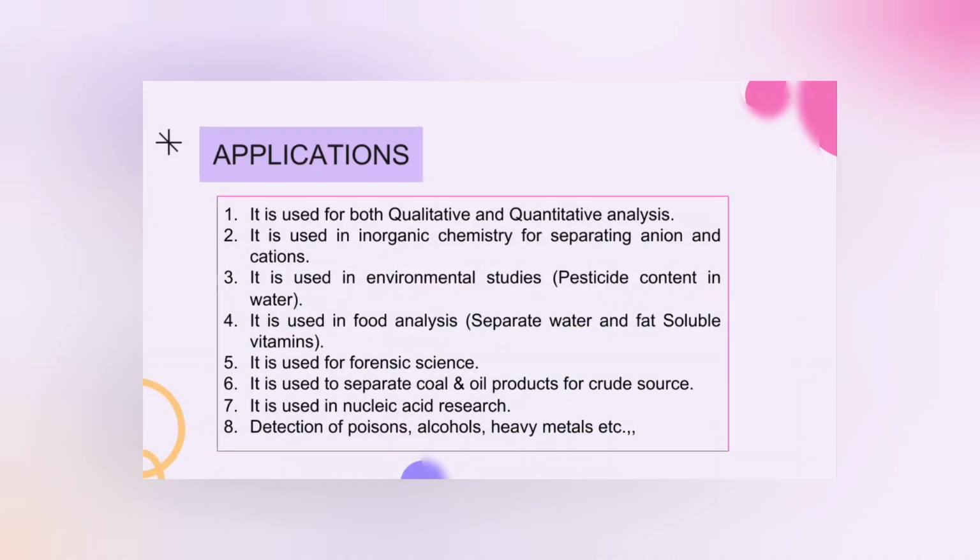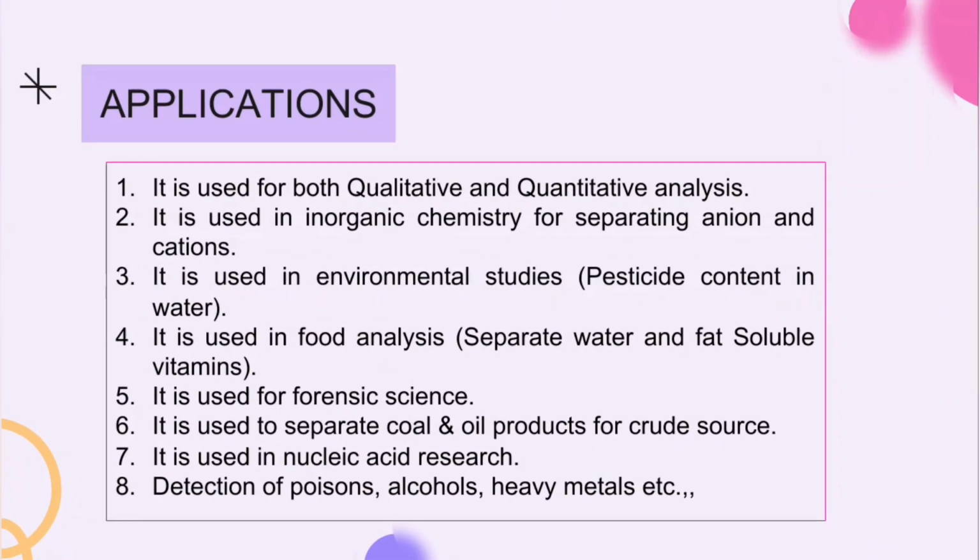Coming to the applications of HPLC, it is used for both qualitative and quantitative analysis. It is used in inorganic chemistry for separating anions and cations. It is used in environmental studies, such as pesticide content in water. It is used in food analysis, like separating water and fat-soluble vitamins and quantifying antioxidants and preservatives in food. It is used in forensic science and also in detection of poisons, alcohols, heavy metals, etc.